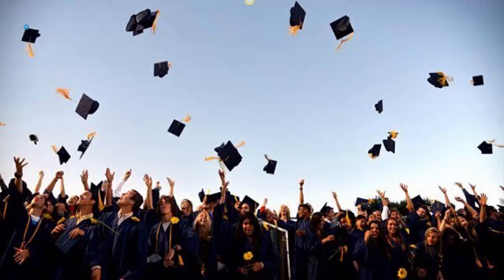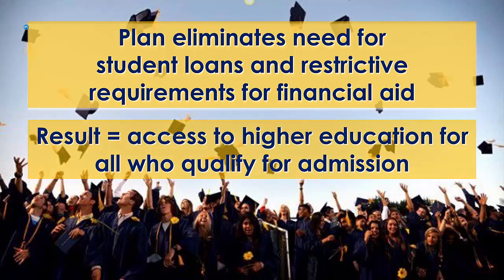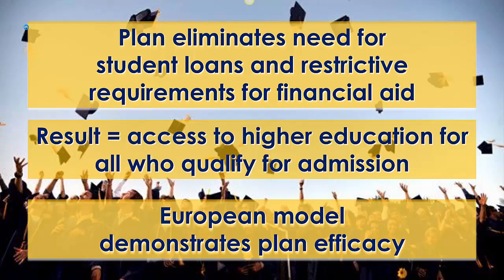So, for the purposes of our proposition here, how would our plan solve the problem? Well, the plan eliminates the need for student loans and restrictive requirements for financial aid because it would make up to 4 years of college free at a public institution. So the result would be access to higher education for anybody who qualifies for admission. And what we could do to look at how this would actually solve the problem might be to make an argument based on the European model used in nations such as Germany, for instance, that demonstrates how such a plan can actually work on a national scale.